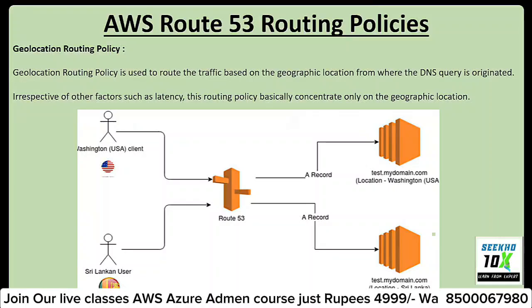This is nothing but geolocation routing policy. Geographical location routing policy is used to route the traffic based upon the geographical location from where the DNS query originated. Here, my DNS query originated from Sri Lanka, so I will be collecting the data from the Sri Lanka domain itself. And if the DNS query originated from the US, then it will collect the information from my US location. So like this, the geolocation routing policy is used based upon your location.